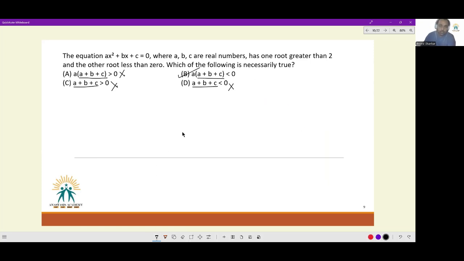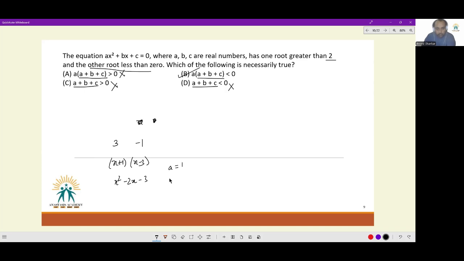Let's say I'm thrown into deep waters and I don't know the shapes of graphs and everything. We have been given the precise ranges: one root less than 0, one root greater than 2. So I will start off by letting one root be 3, the other root be minus 1. The expression will be (x plus 1)(x minus 3). If I open it up, I'll get x squared minus 2x minus 3.